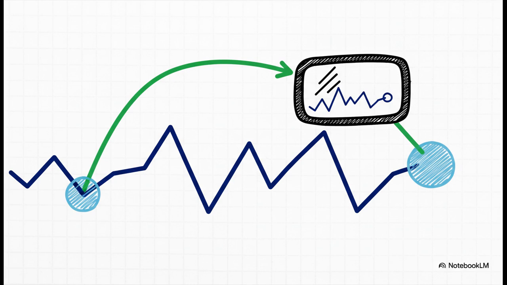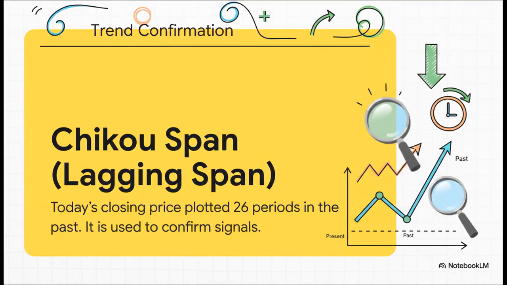All right, this next one is a little weird, I'll admit, but it is so clever. Let's talk about the Chiku span, the green line. Think of this as your reality check. Okay, here's the trick. The Chiku span isn't a new calculation. It's literally just today's price, but, and here's the key, it's drawn 26 periods in the past. It's a genius way to answer one simple question. How does today's price compare to where the price was a month ago? If today's price is flying high above where the price was back then, that's a powerful confirmation that your uptrend is for real.